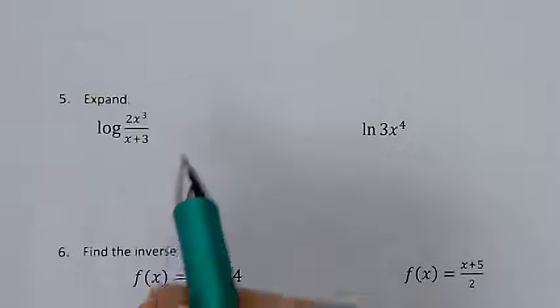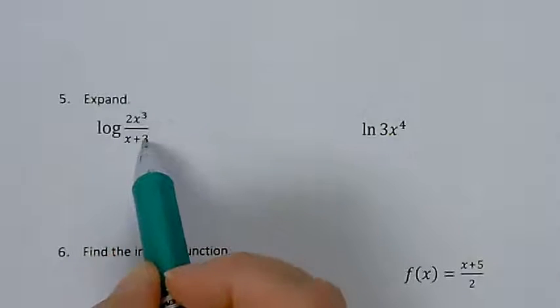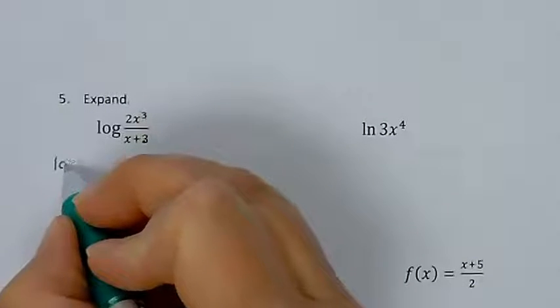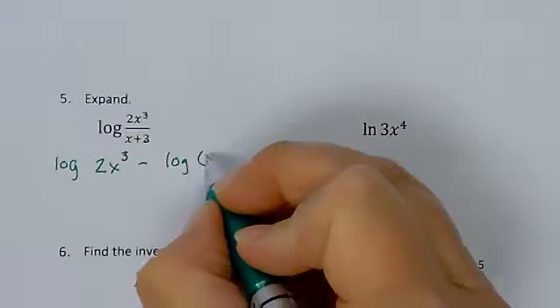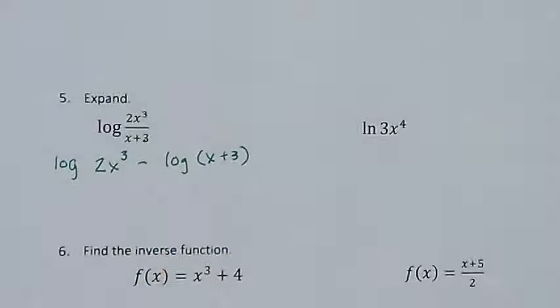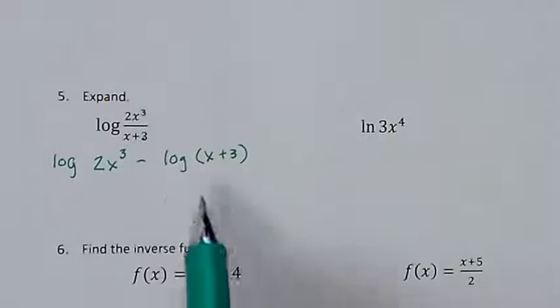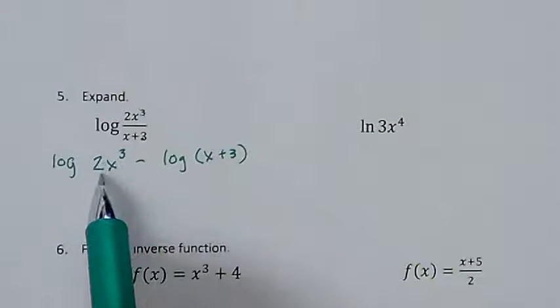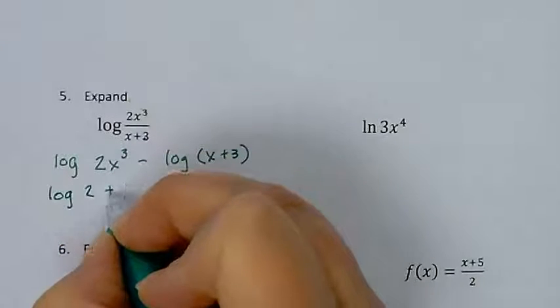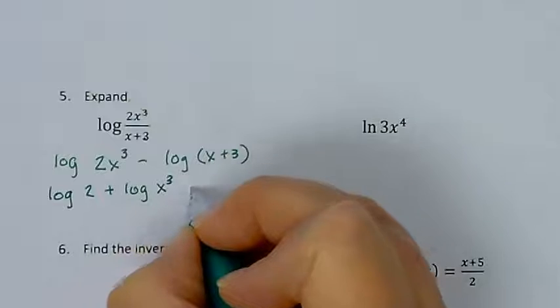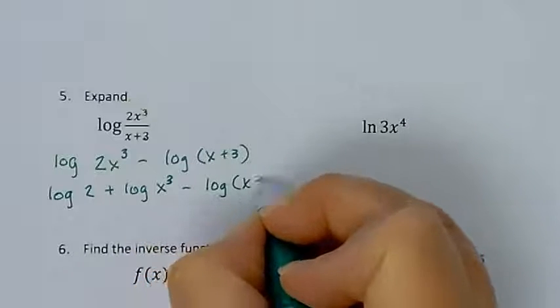So what I notice on this one is this is division. So if I want to separate this out, I'm going to write log of 2x cubed minus log of x plus 3. So division gets undone by subtraction when we're dealing with properties of logs. This part's good, but this part I can still simplify. If I have log of two things being multiplied together, I can separate that with addition. So log of 2 plus log of x cubed minus log of x plus 3.